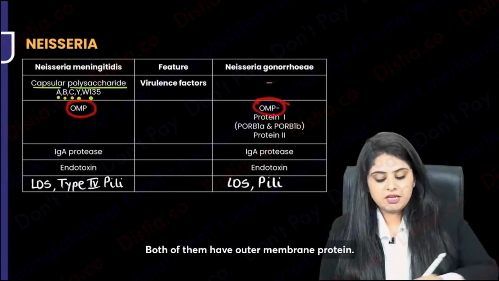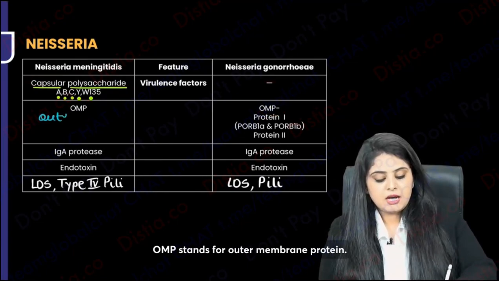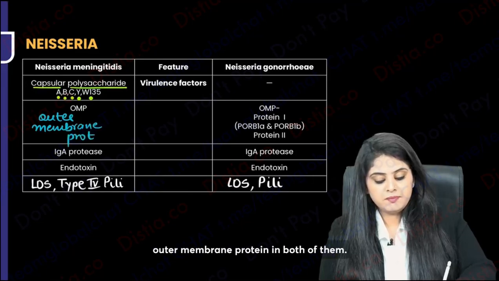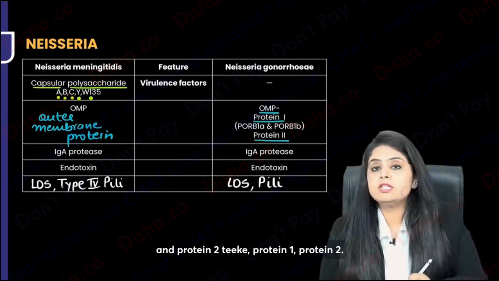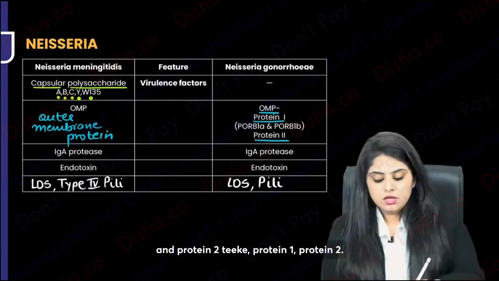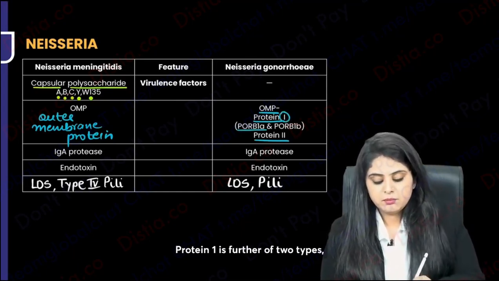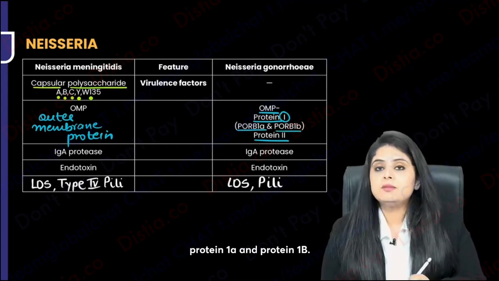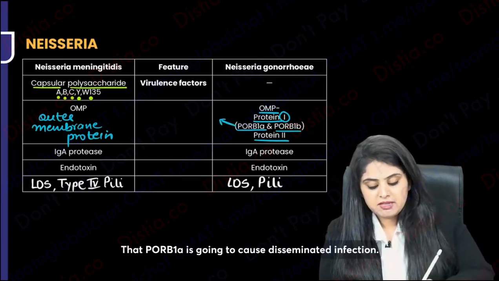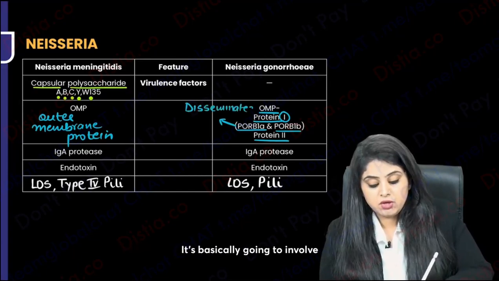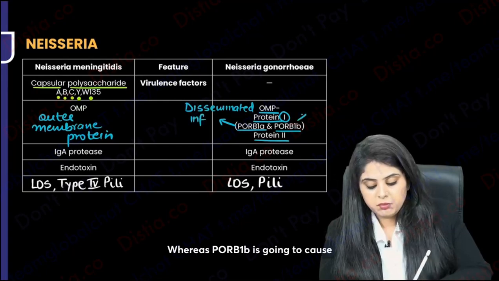Both of them have outer membrane protein. OMP stands for outer membrane protein. But in gonorrhoeae, please note, this outer membrane protein can be of protein 1 and protein 2. Protein 1 is further of two types, protein 1A and protein 1B. So, PorB1A, PorB1B. How I have learnt it is that PorB1A is going to cause disseminated infection. It's basically going to involve all the organs of the body, whereas PorB1B is going to cause localized infection.